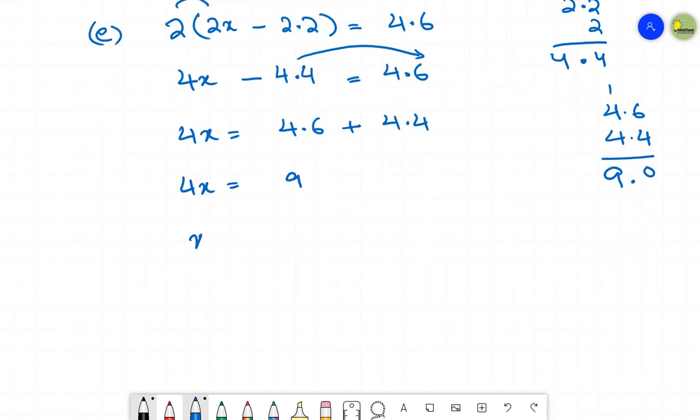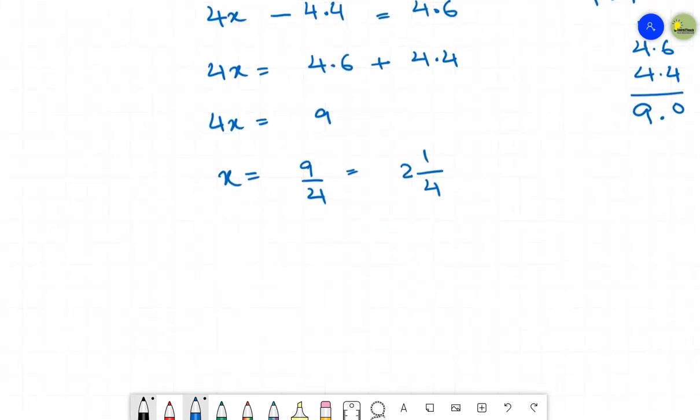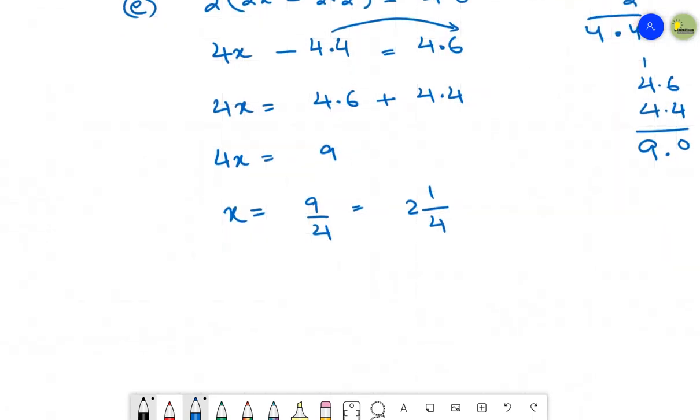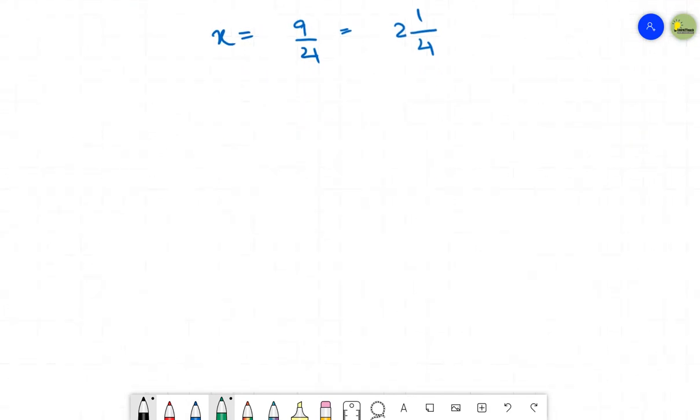Both the answers are correct. Now divide 9 by 4, or you can write it in mixed fraction: 4 2s are 8 and you can add 1 to it. So it is 2 1 upon 4. This is the answer of part E. Now we are moving towards part F. In part F, I have 4 multiplied by 3y plus 4.1 equals 7.6.